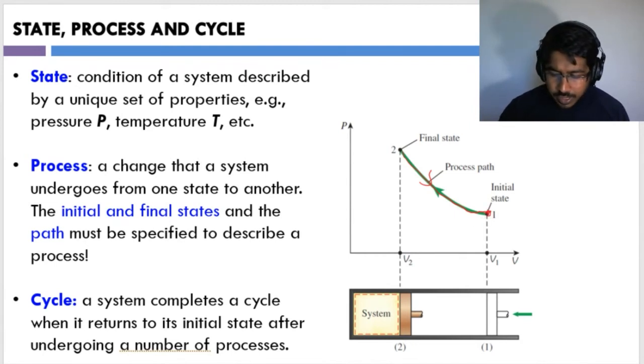Now we reach state 1 again. Can we call this a cycle? Perfect. Still it does. Irrespective of the path, if we come to the initial state after completing a set of processes, then we call it a cycle, right?